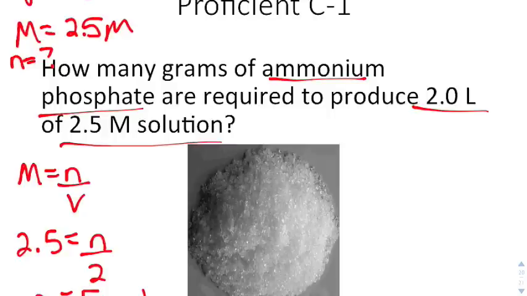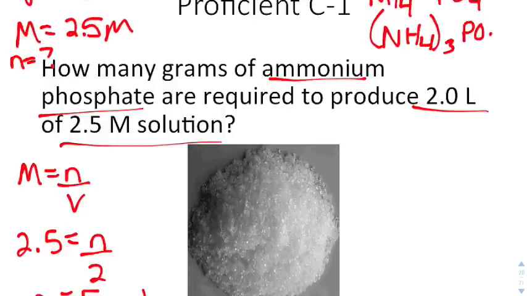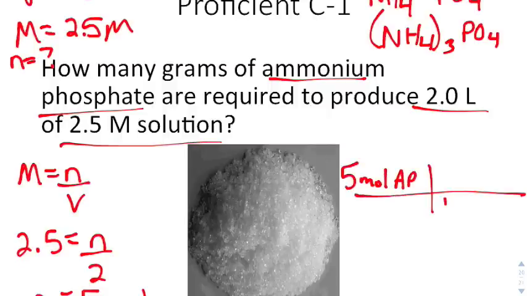Now this question is kind of tough because you have to remember what ammonium phosphate is. You have ammonium and you have phosphate. This right here is a charge of -3. This is a charge of +1. So ammonium phosphate actually ends up being (NH4)3PO4. Now you would take this value right here and you would say, I need to convert 5 moles of ammonium phosphate, and I would say 1 mole of ammonium phosphate to grams of ammonium phosphate.